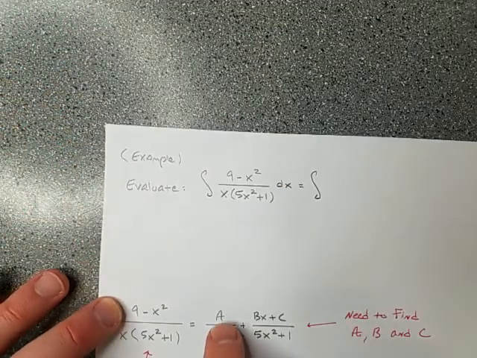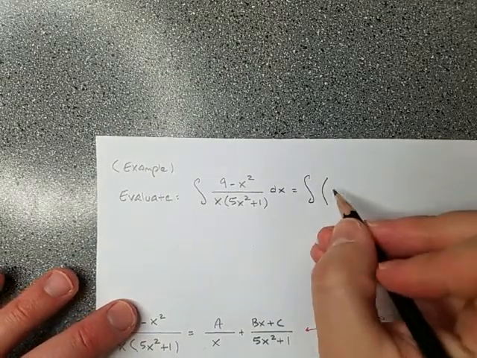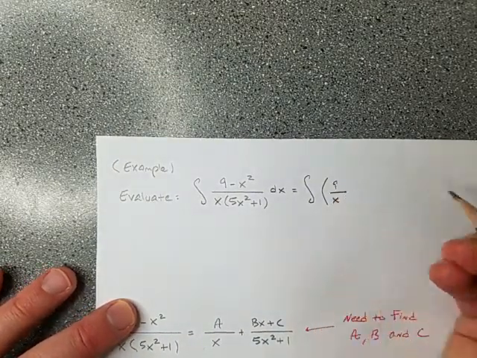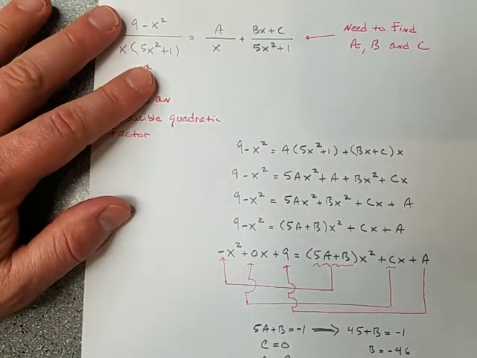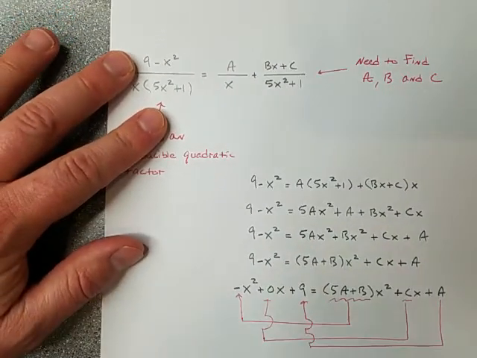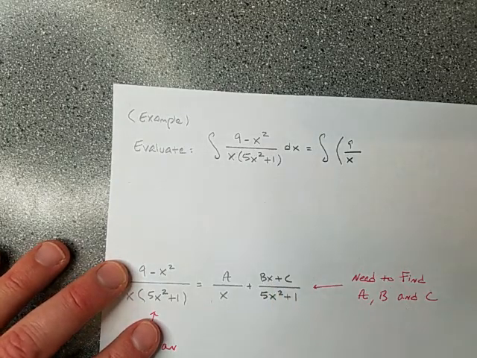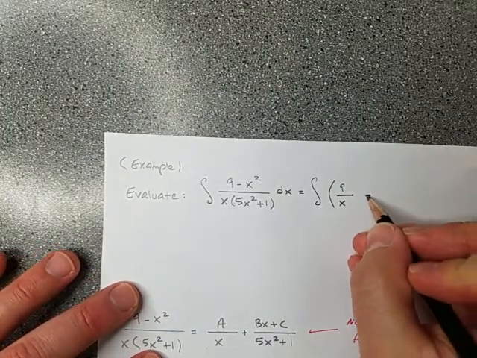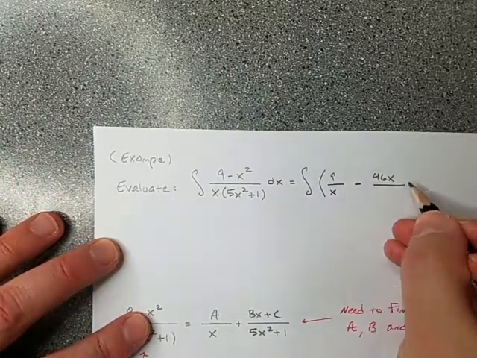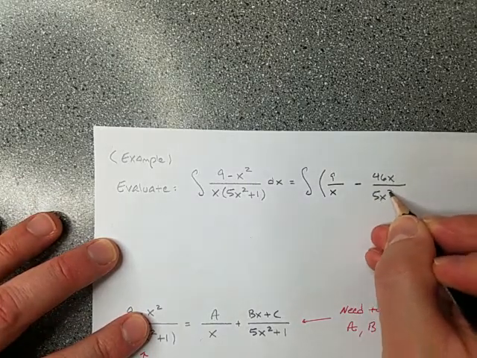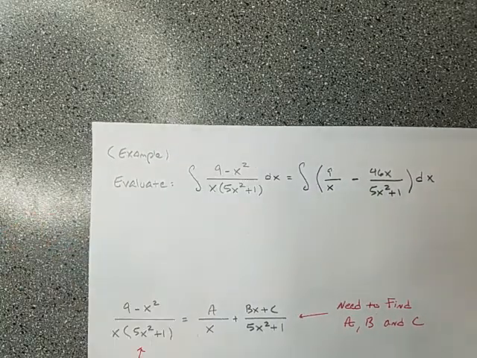All right. So you saw my answers down there at the bottom of the page for a, b, and c. So here's, it's a over x. All right, so a turned out to be 9. So 9 over x, and plus bx plus c. So I got b to be -46, and c to be 0. So bx plus c is -46x. So let's do like this. Let's do -46 and just put x like that. All right, over 5x squared plus 1. All right, so there's my problem at this point.